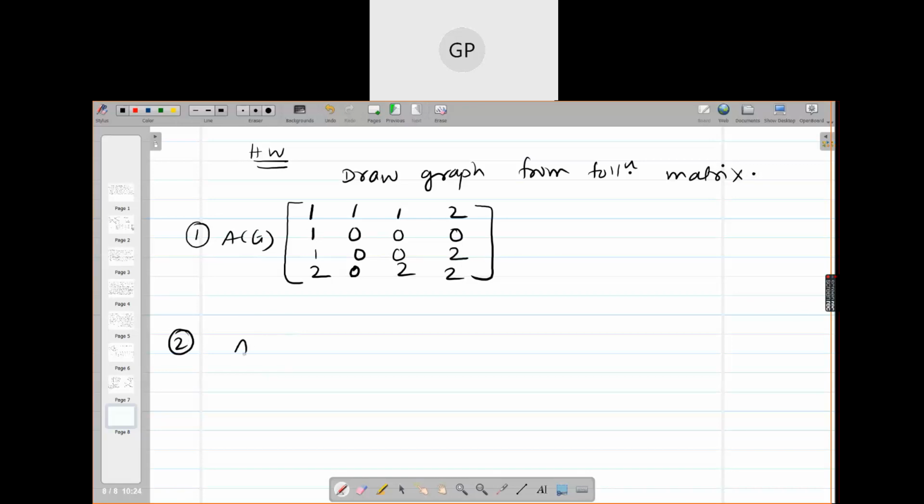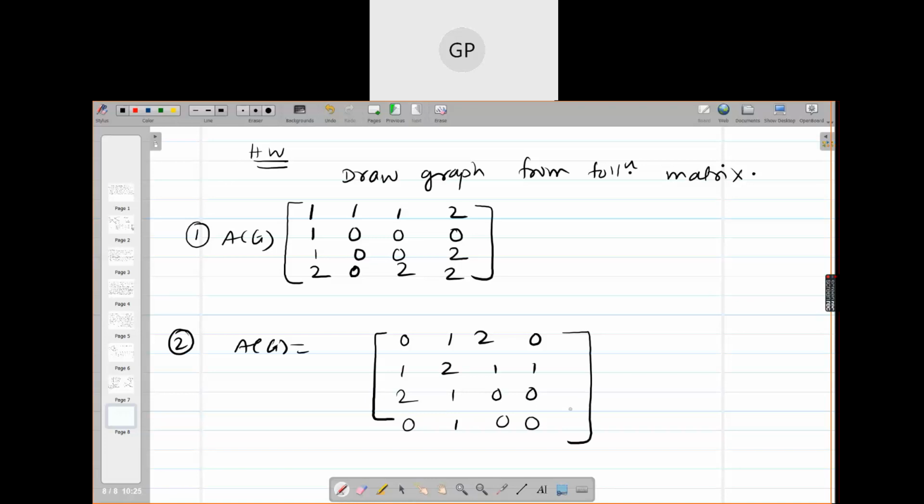Second example. So नाम आप अपने मन से दे सकते हो वर्टाइसेस के, नो प्रॉब्लम. सेकेंड मैट्रिक्स 0, 1, 2, 0, 1, 2, 1, 1, 2, 1, 0, 0, 0, 1, 0, 0. So draw the graphs corresponding to these adjacency matrices. Okay. Next class I am going to take Havel-Hakimi theorem.